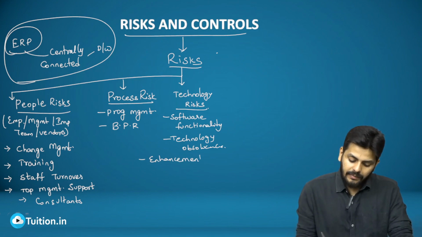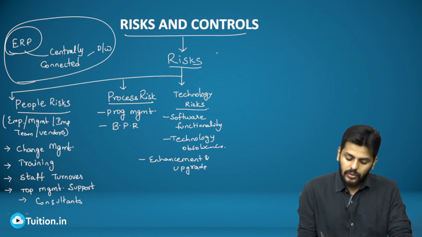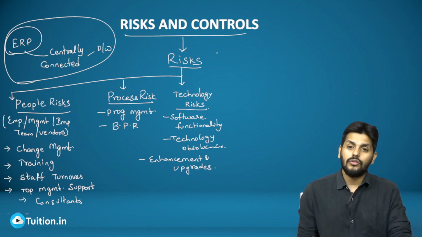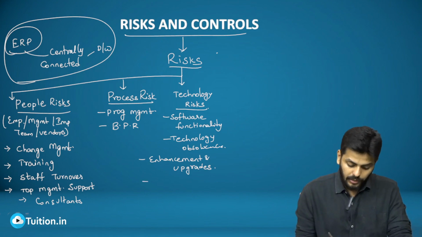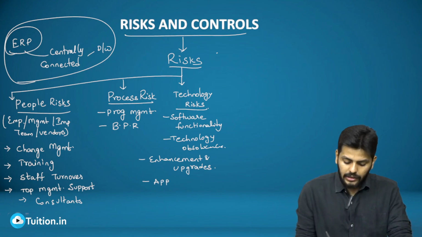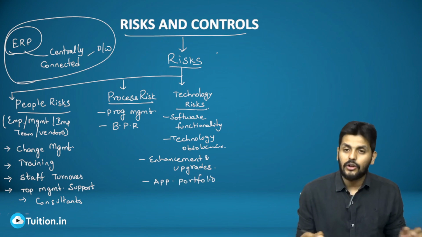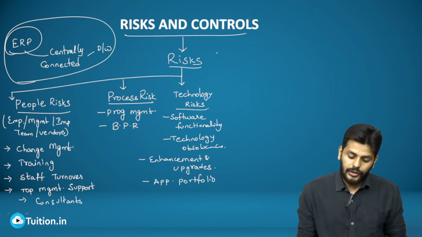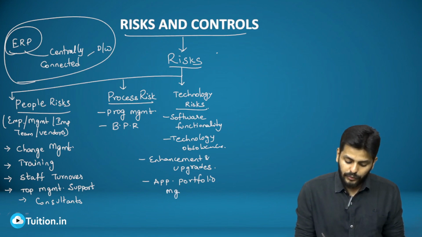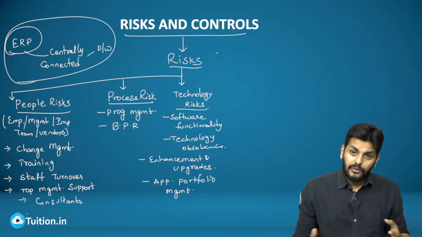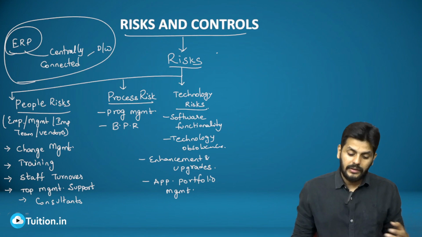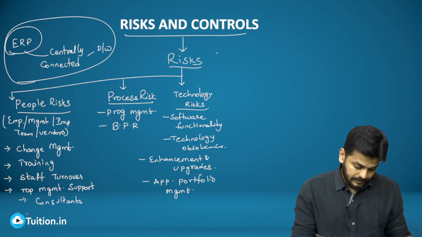Enhancement and upgrades. If enhancements and upgrades are not done at the right time, you may end up working on outdated software, and for all this you have to keep depending on the third party vendor, and it's not such an easy job. And application portfolio management: this is not the only application that the entire organization will be using, so you need to take care of that. How many applications are there in your portfolio, what are those, how are they brought together, and how to work around them.